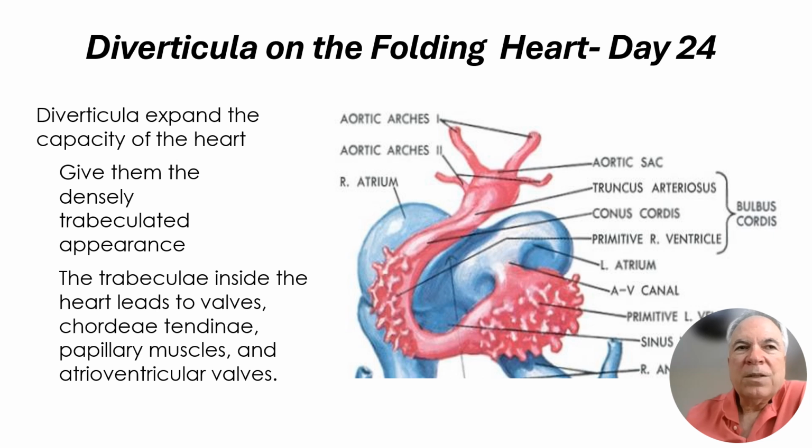So as the heart is folding like this, also what develops are these trabeculations on the ventricle, and these trabeculations are important because they eventually lead to chordae tendineae, papillary muscle, and the atrioventricular valves. So just so you have an idea, this is where they originate here, from these trabeculations.